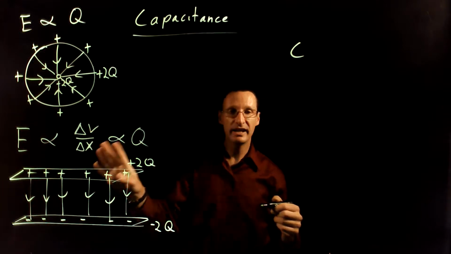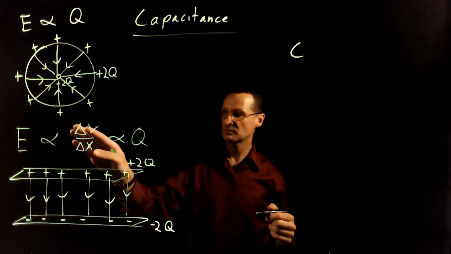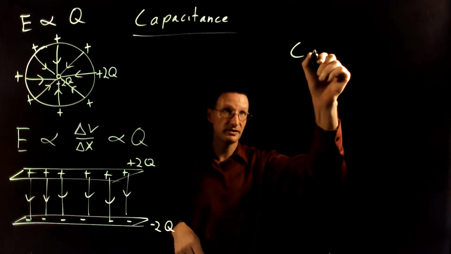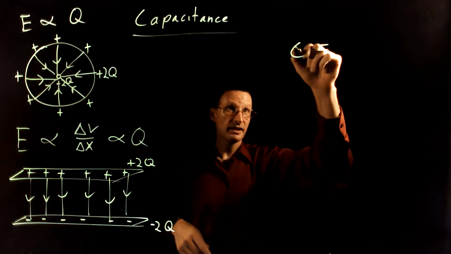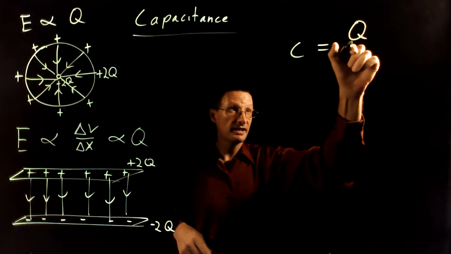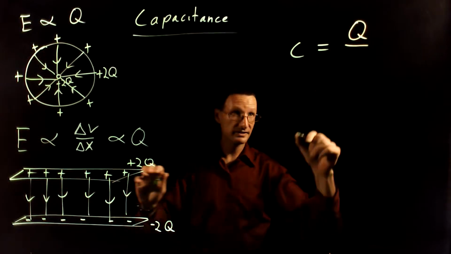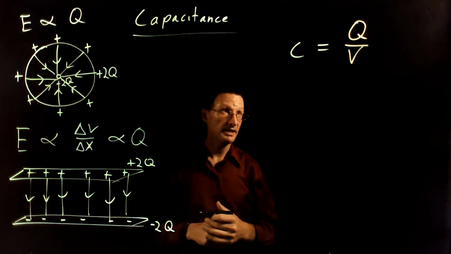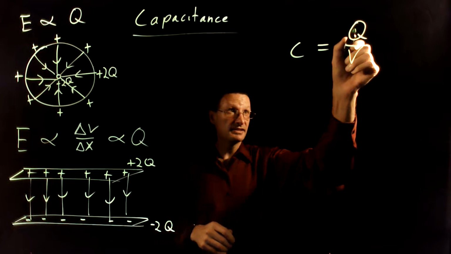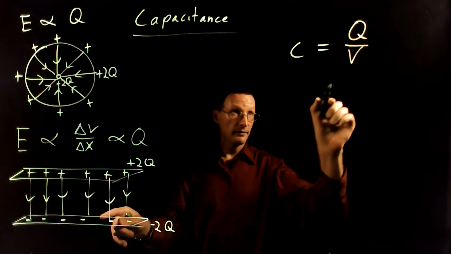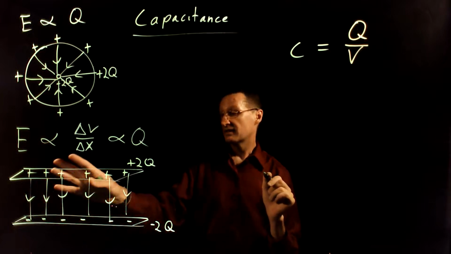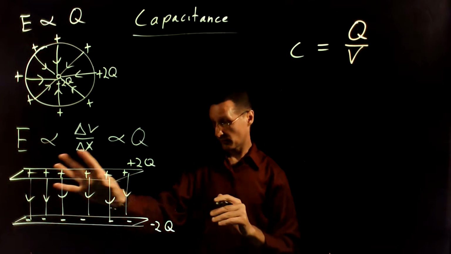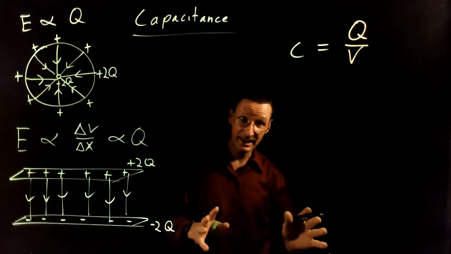Now, voltage is way easier to work with than electric field, so that's why we forget about electric field and we start thinking about voltage. The capacitance is defined by the charge that you can put on this divided by the voltage of that configuration. And the idea here is that if I double Q, then V will also double, and the constant for this situation will remain the same.